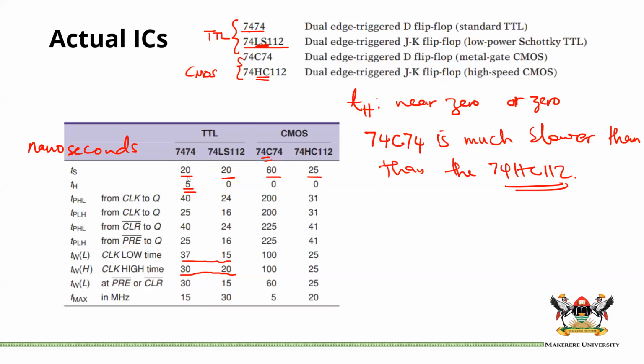Its setup time is 20 nanoseconds. Its hold time is 5 nanoseconds. The propagation delay from high to low for the clock is 40 nanoseconds. From low to high is 25 nanoseconds. Now the propagation delay high to low for the clear is 40 nanoseconds, and low to high for the preset is 25 nanoseconds. But actually, I believe this should be high to low, and this should also be high to low.